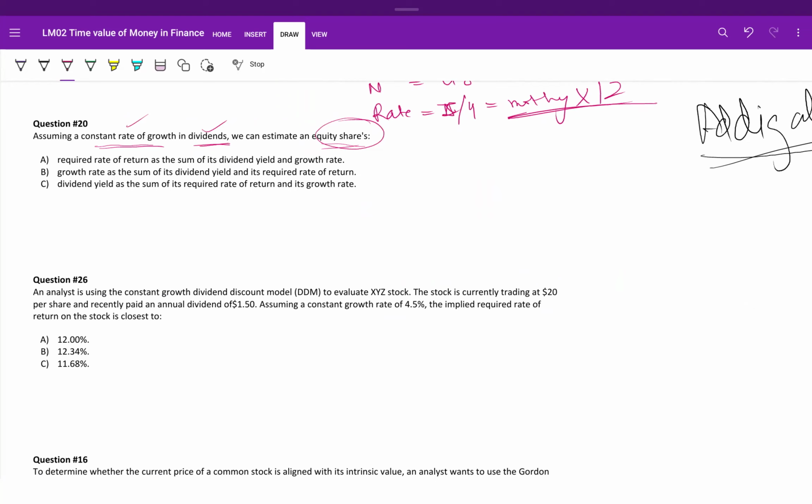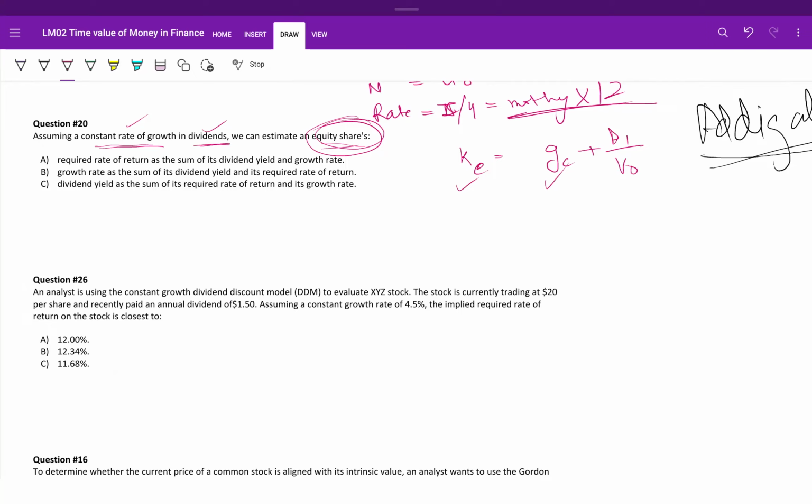Understand the question first. Constant growth rate means the growth rate in dividend is constant. They also said dividend, and since they said equity shares, this formula should come to you. Using this information, we can calculate either the cost of equity or the growth rate. Two things we can calculate.